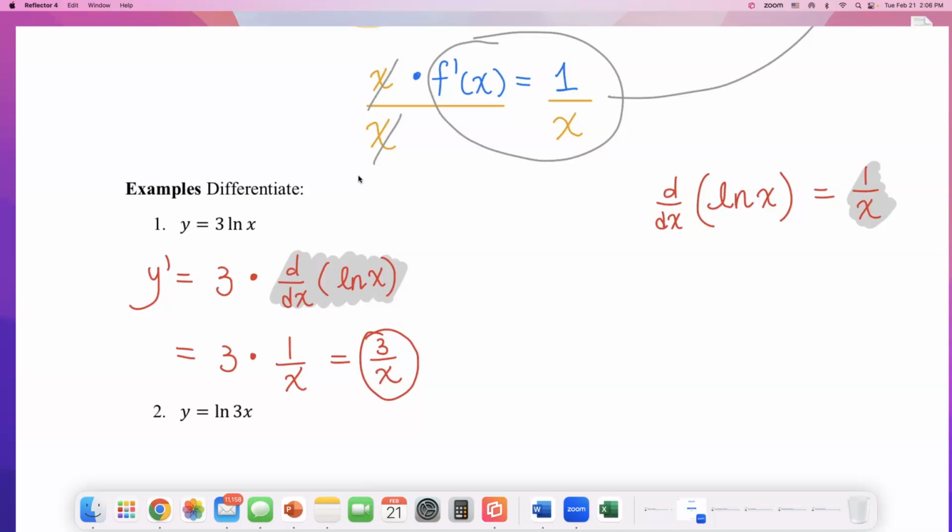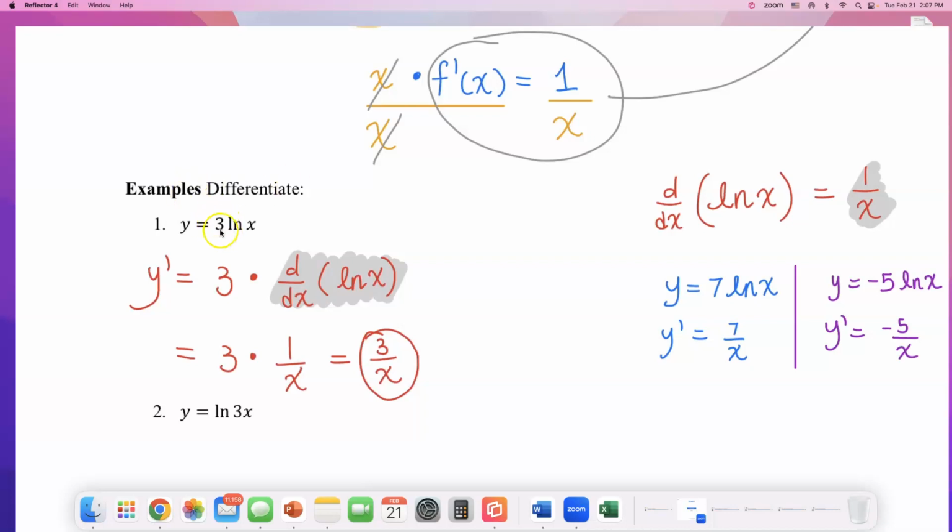So you can do similar problems, but you can come up with the rule here. Like, let's say if you have y equals 7 natural log of x, the derivative is got to be 7 over x, okay? If you have, let me just do one more and then I'll move on, okay? If you have y equals negative 5 natural log of x, what's got to be the derivative of that? Negative 5 over x, okay? So if you just have a constant, a coefficient, multiplying the natural log expression, you can just do it like that, okay?